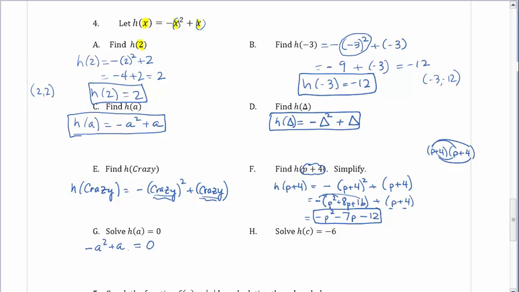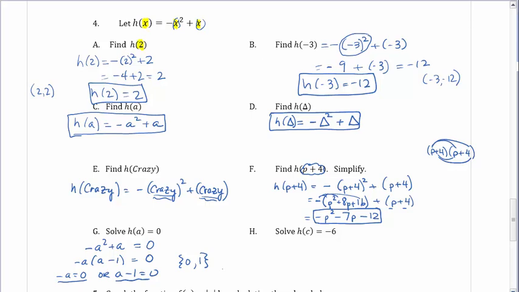I think I can factor this since it's equal to 0. I'm going to factor out a negative a, which will leave me with an a minus 1. And that means that either negative a equals 0 or a minus 1 equals 0. That's going to give me two solutions. This first one is going to give me a solution of 0, and this second one is going to give me a solution of 1.